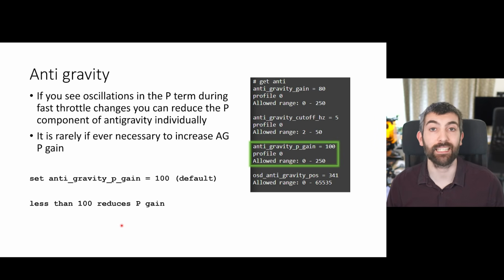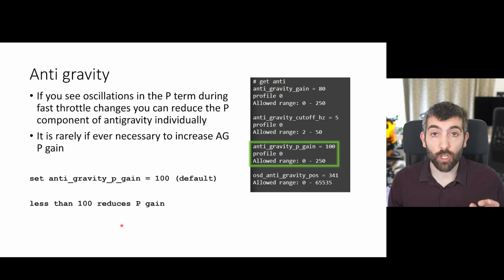Anti-gravity has some advanced settings in the CLI that it's worth knowing about, even if you don't actually adjust them. If you're seeing oscillations in the P term during fast throttle changes, that is going to be due to the anti-gravity boost on the P term. So anti-gravity boosts P and I. You can adjust the P component of the anti-gravity boost individually by using set anti-gravity P gain to some value. 100 is default. If you're getting P oscillations, you're going to want to reduce that value.